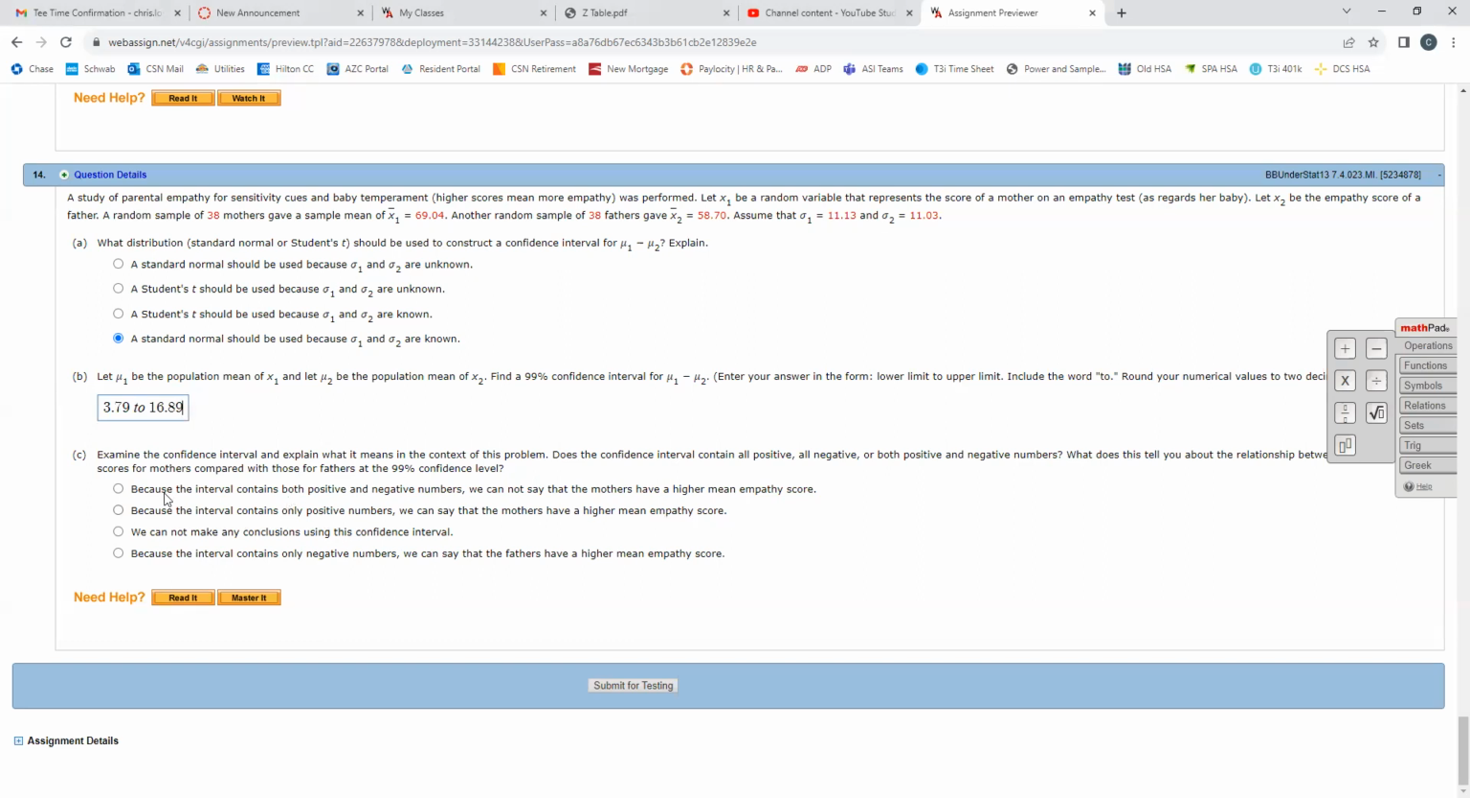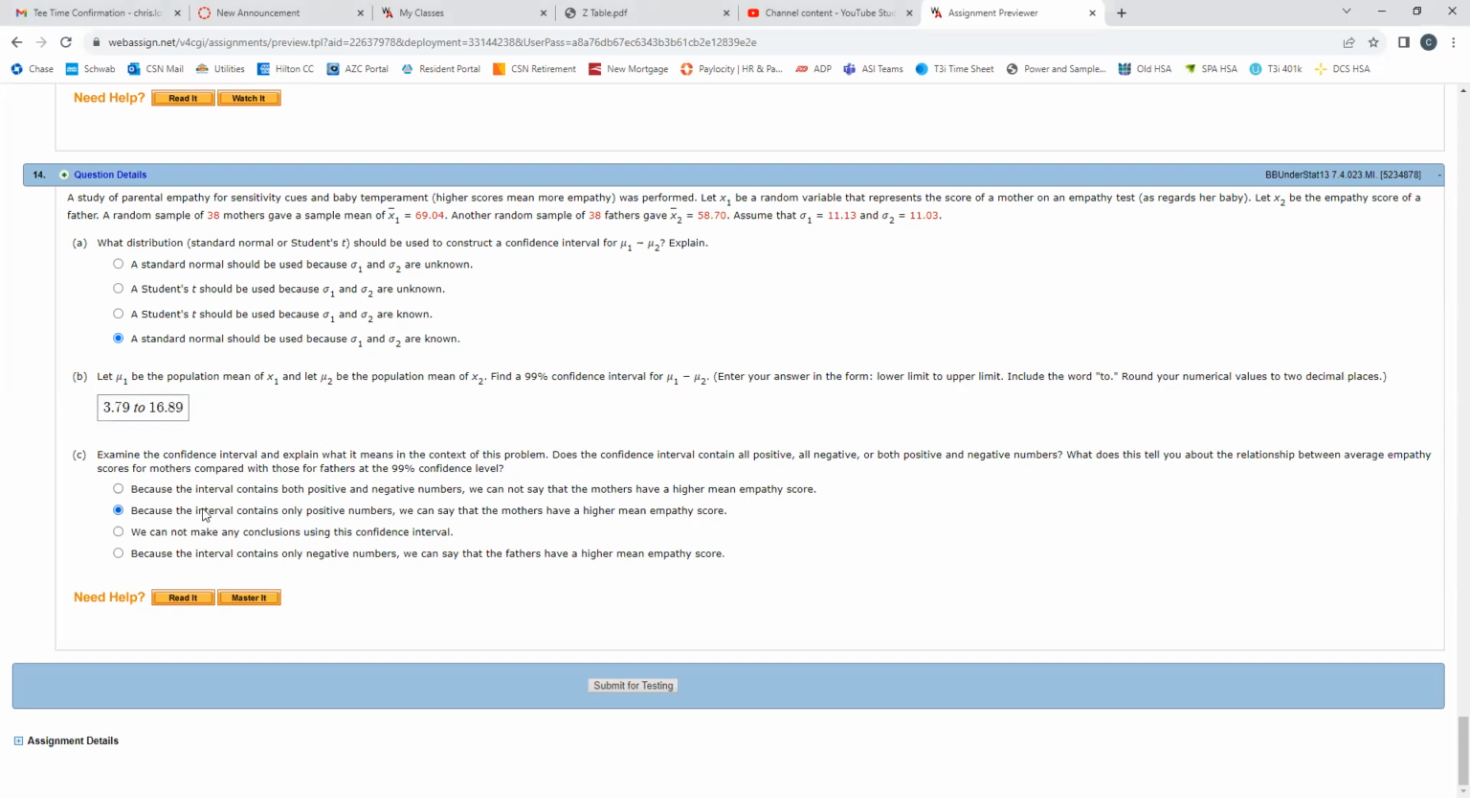So we would read, because the interval contains both positive and negative numbers, it doesn't. Because the interval contains only positive numbers, that's the case, we can say that mothers have a higher mean empathy score. That's going to be the correct choice for sure. But let's go through the rest. We cannot make any conclusions. That's not true. We sure can. Because the interval contains only negative numbers, we can say that the fathers, well, that's not the case here.